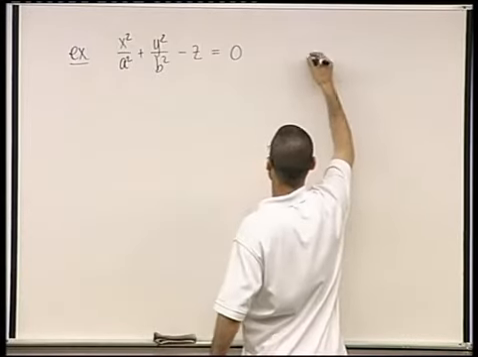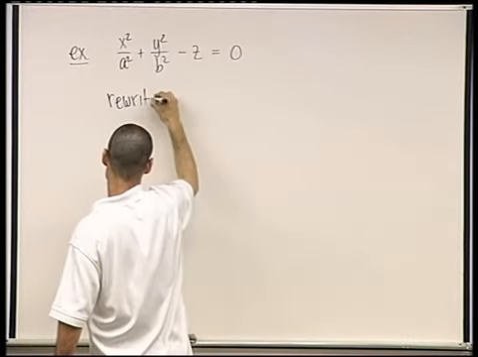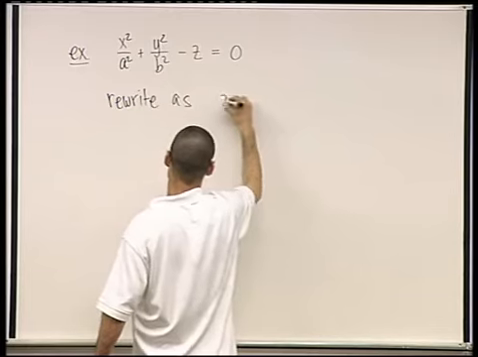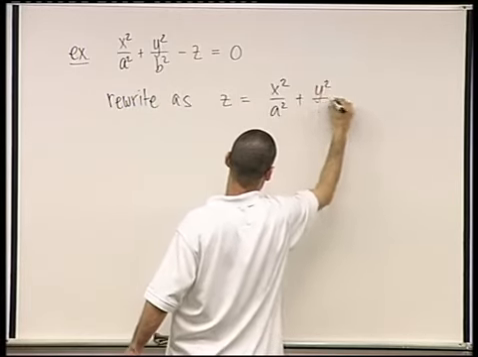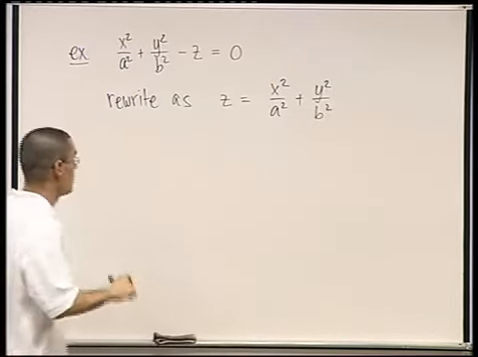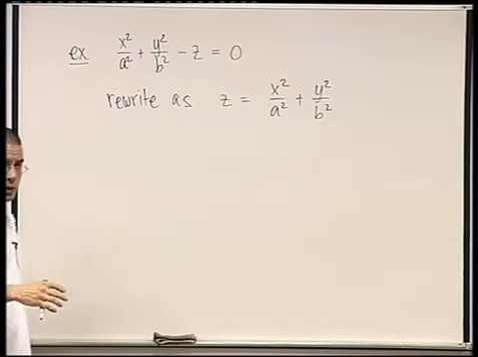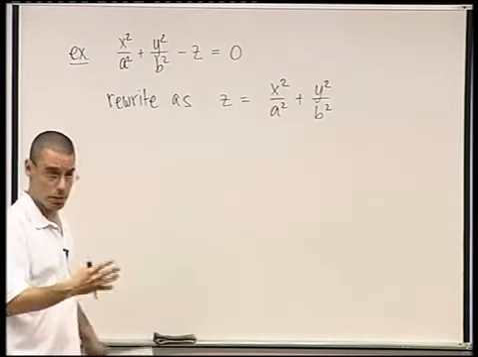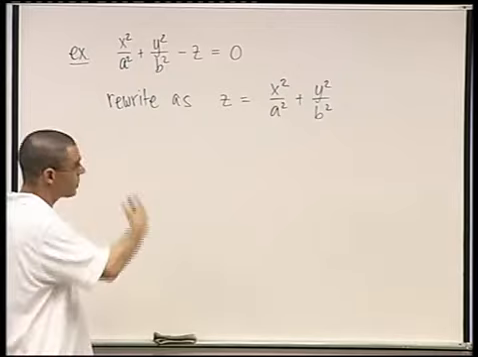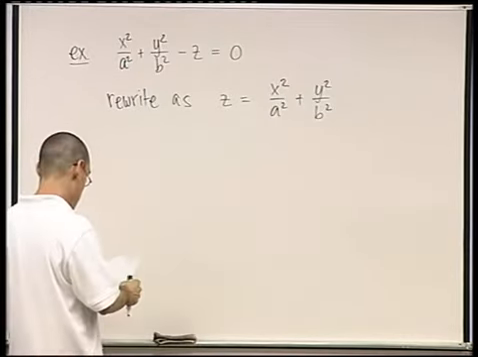The first thing I want to do is rewrite it as z equals x squared over a squared plus y squared over b squared. And of course a and b are non-zero because I'm dividing by them. Okay, so I'm going to do this very, very slowly because I want to, by this example, exhibit how I tackle such a problem, such a question. And the next examples that we're going to do, I'm going to do a bit more quickly.